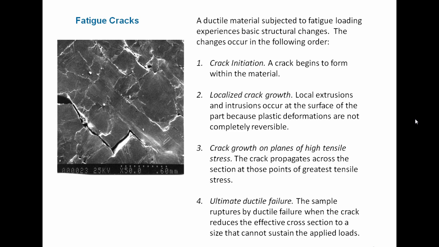Then there's localized crack growth. So local extrusions and intrusions occur at the surface of the part because plastic deformations are not completely reversible. Then crack growth on planes of high tensile stress. The crack propagates across the section at those points of greatest tensile stress. And then there's ultimate ductile failure. The sample ruptures by ductile failure when the crack reduces the effective cross-section to a size that cannot sustain the applied loads. So that's fatigue cracking for ductile materials.